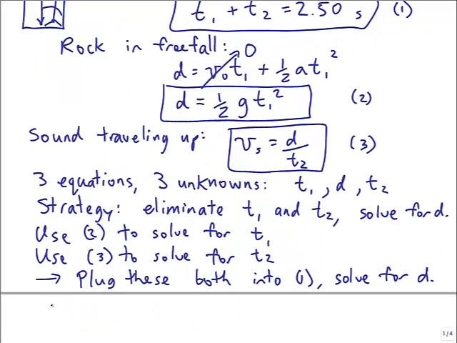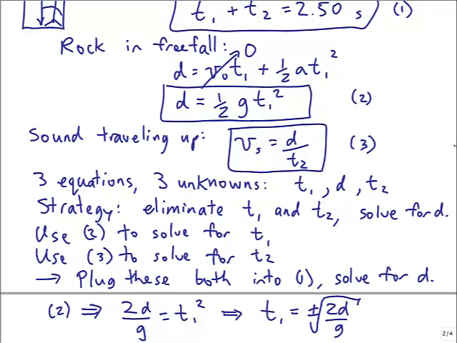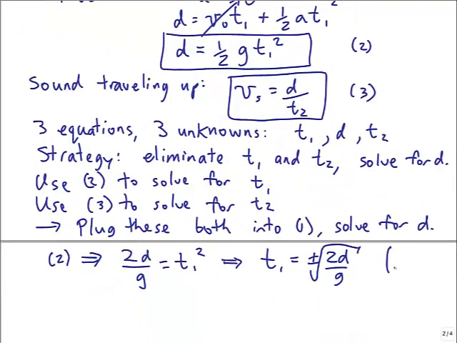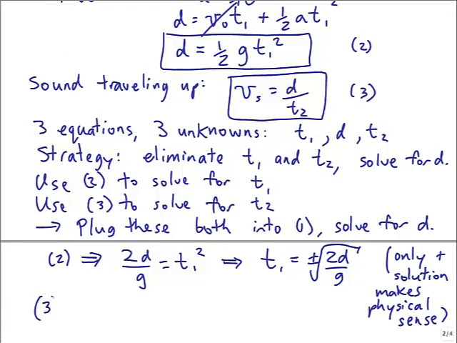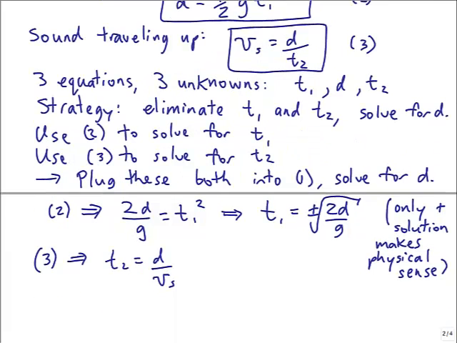So let's do it. Equation 2 implies that 2d over g equals t1 squared. That means that t1 is the square root of 2d over g, and there's a plus or minus there, but we know that only the plus solution makes physical sense. We have to deal with that ambiguity at the end. Equation 3 just says t2 is equal to d over v sub s. So now we can plug those in.